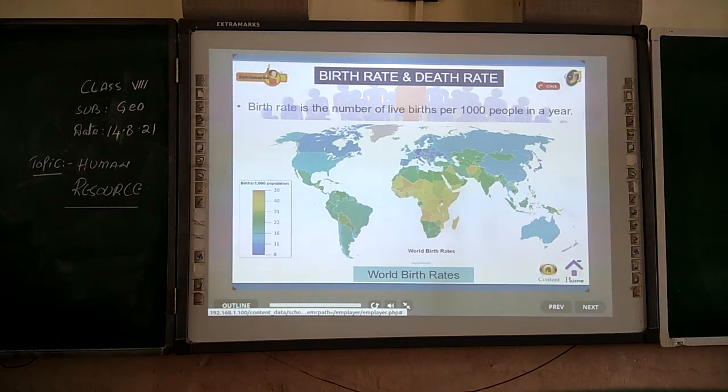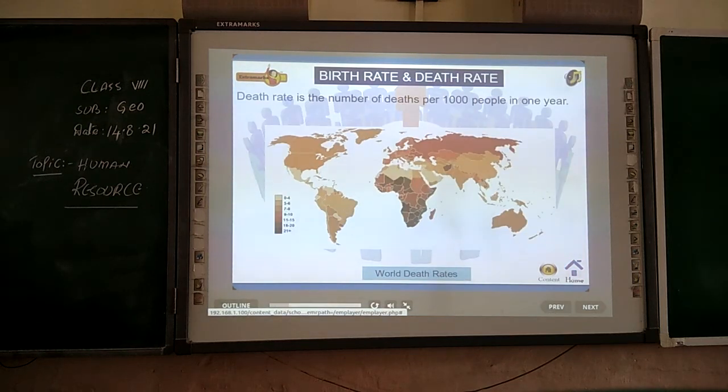Similarly, death rate is the number of deaths per every 1,000 people in a year. Death rate is the number of deaths per 1,000 people in one year. Let us have a look at the map showing the death rate per 1,000 people in a year.